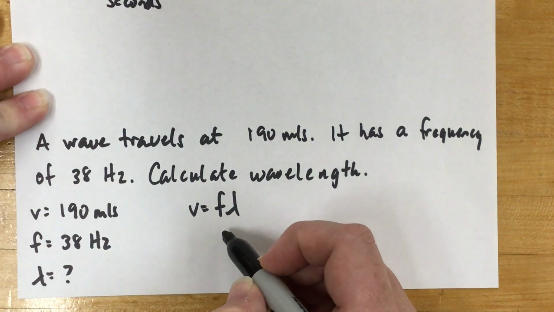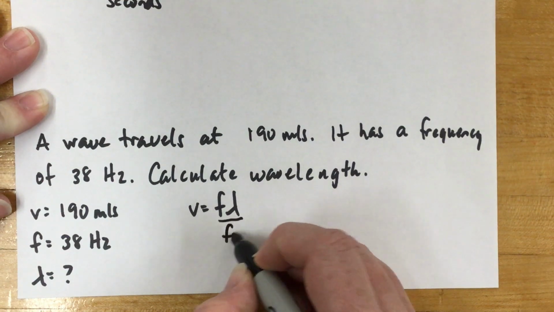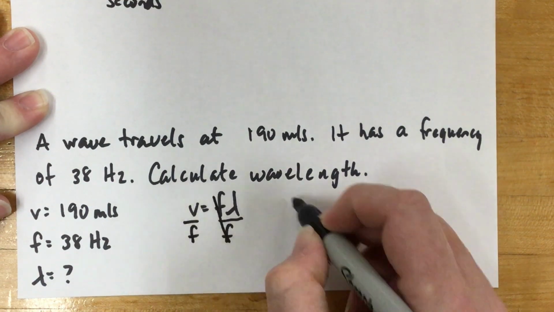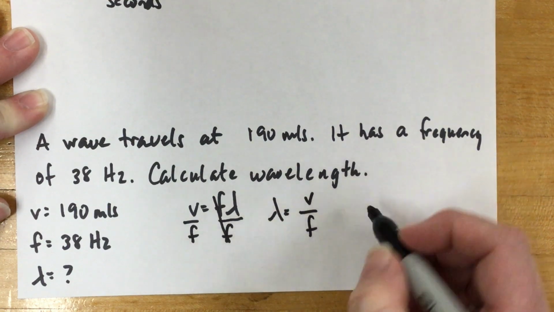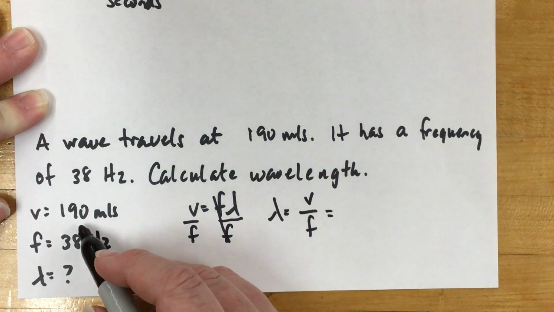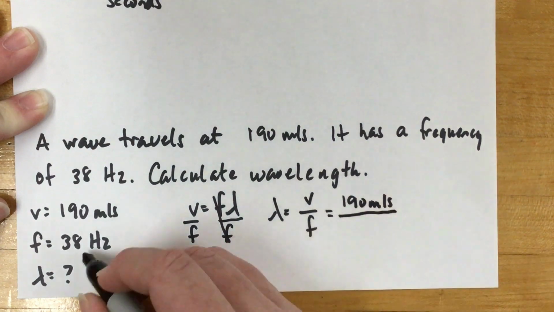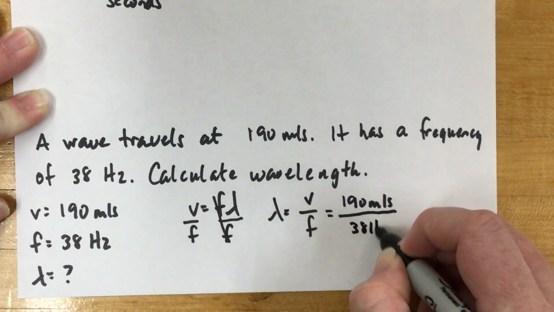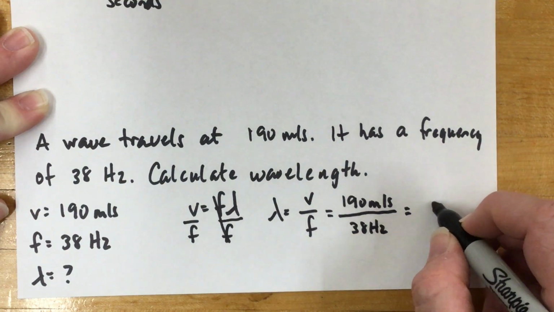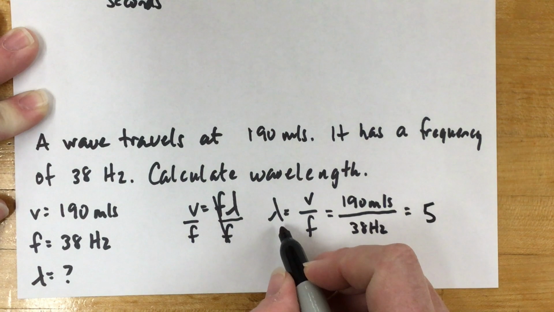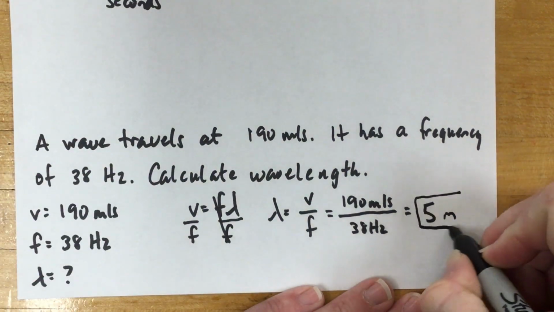We'll have to rearrange the equation, and so we want to get lambda by itself. We'll divide both sides by frequency, and so we'll have lambda equals V over F, and then we'll say our velocity is 190 meters per second, divided by our frequency of 38 hertz. When we take that and divide the 38, we end up with 5, and lambda we'll measure in meters. We'll have 5 meters for our wavelength here.